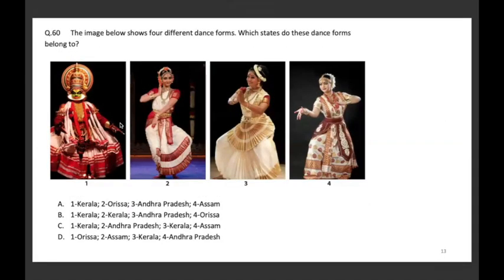The image below shows 4 different dance forms. Which states do these dance forms belong to? Kerala, Orissa, Andhra Pradesh, Assam. These are the states which are there in all the options and they are in different order. Okay.